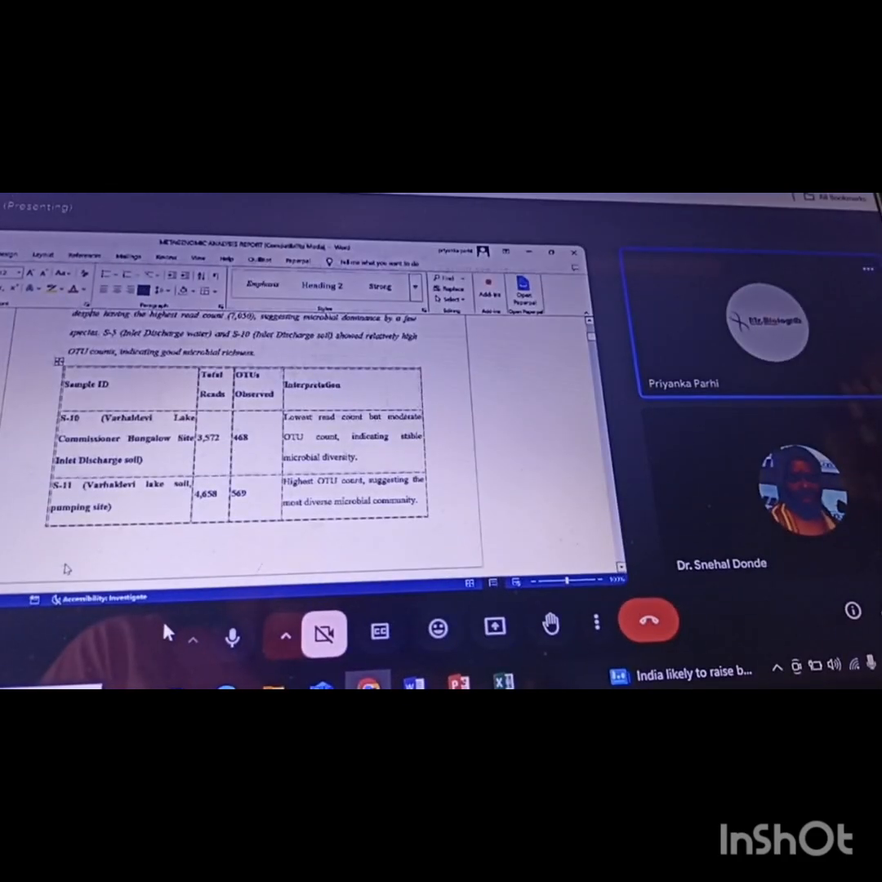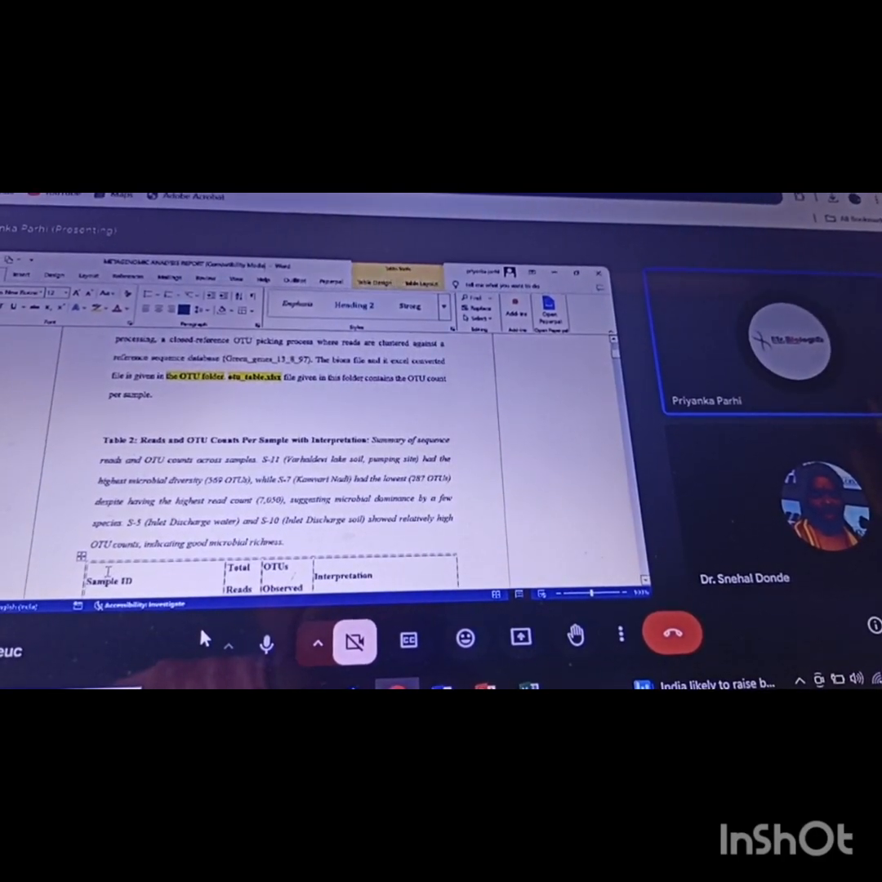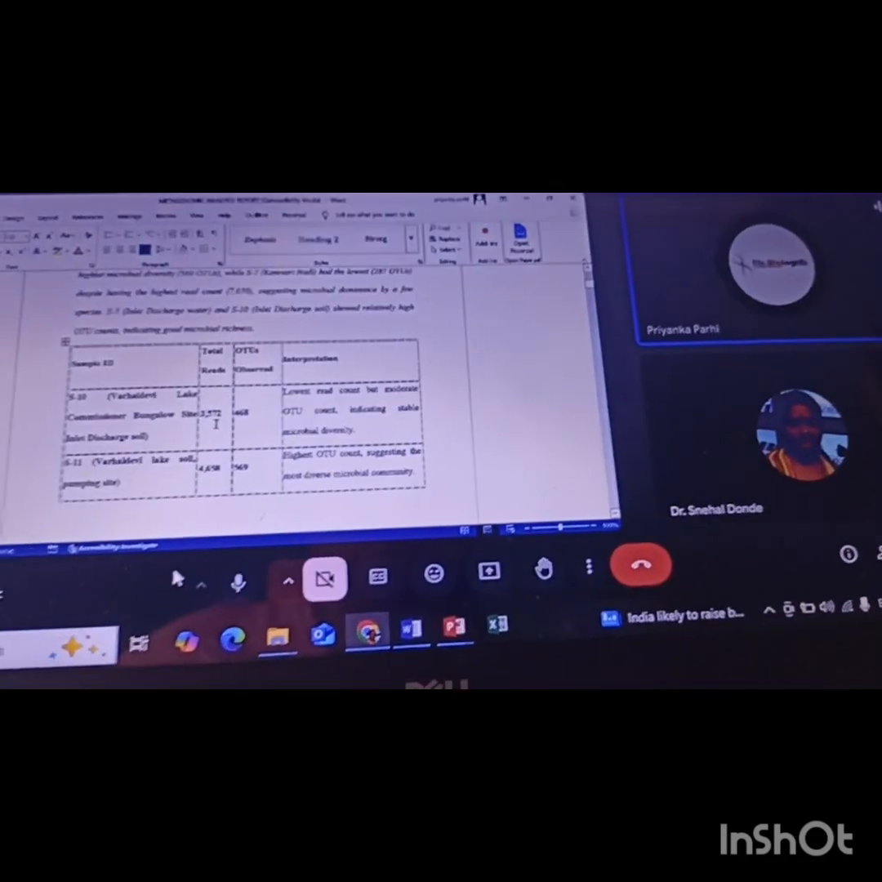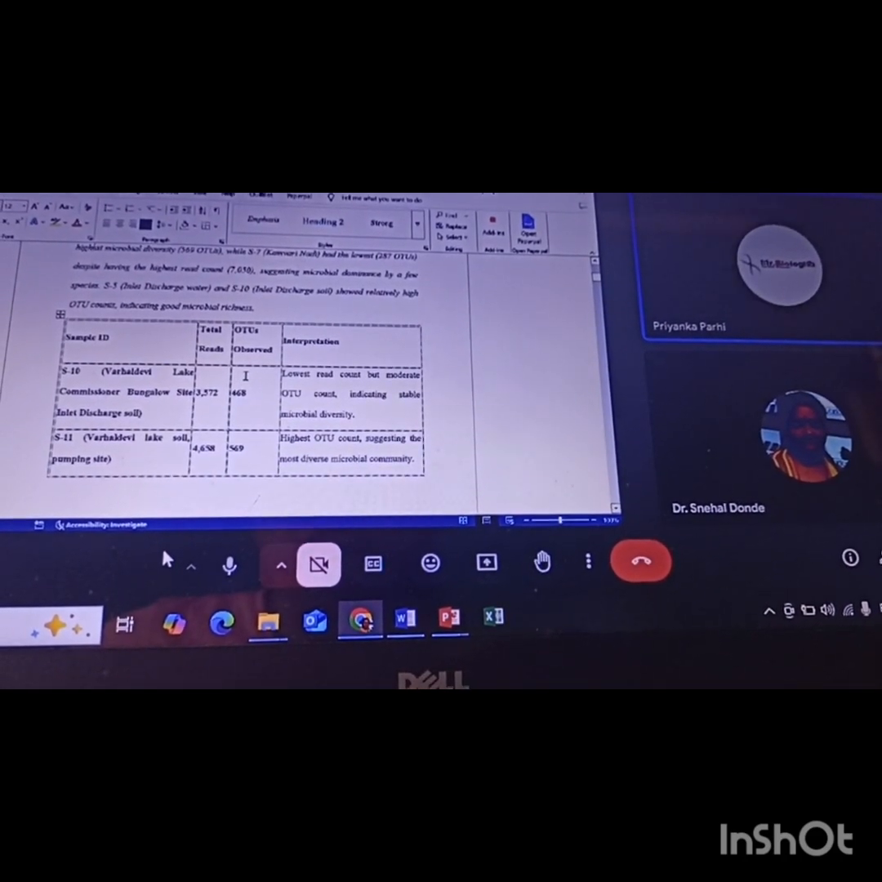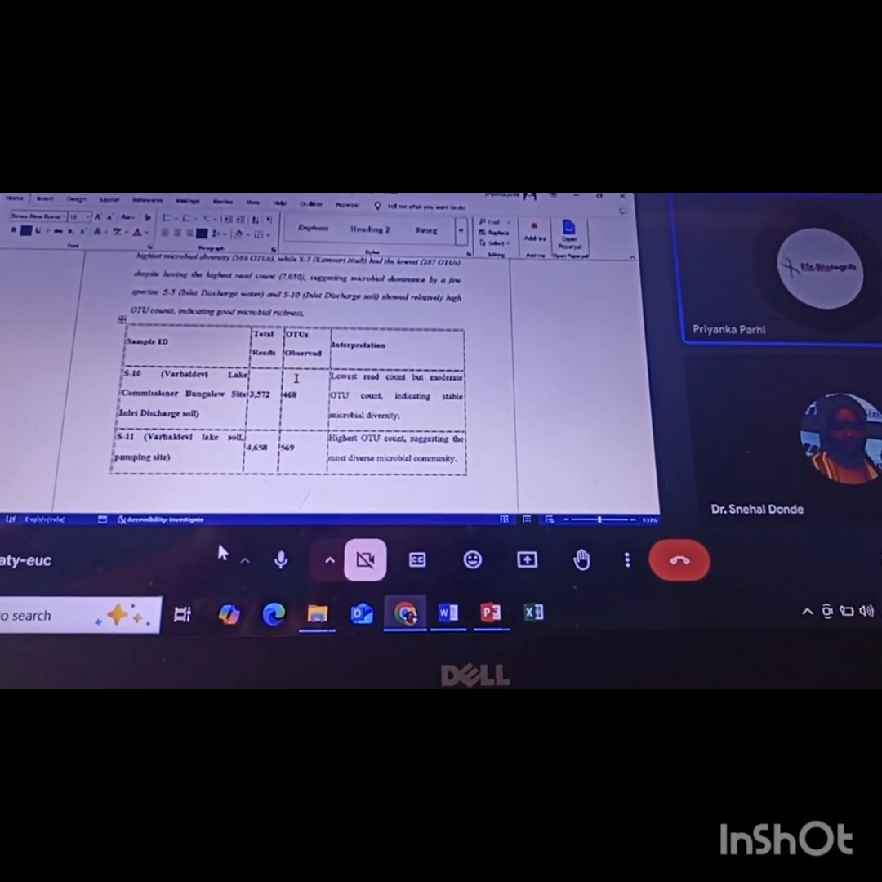So Table 2 shows how it's analyzed. The total sequences remained 97,530, out of which we are now reading in a linear manner. So how many reads were done? For S10, 3,570 reads were done, out of which 468 OTUs were observed. So 468 OTUs means that many sequences in a linear manner.